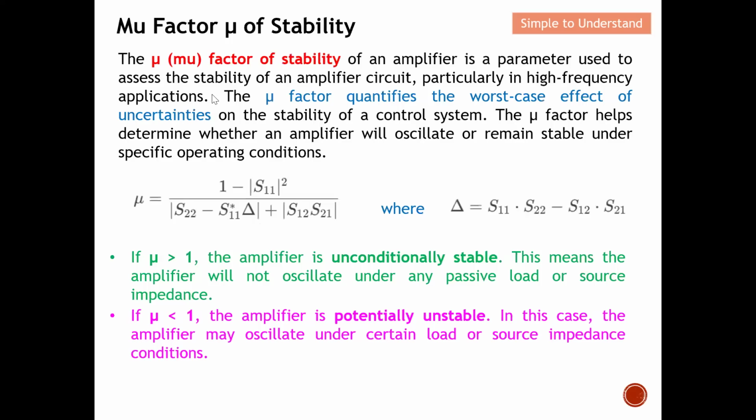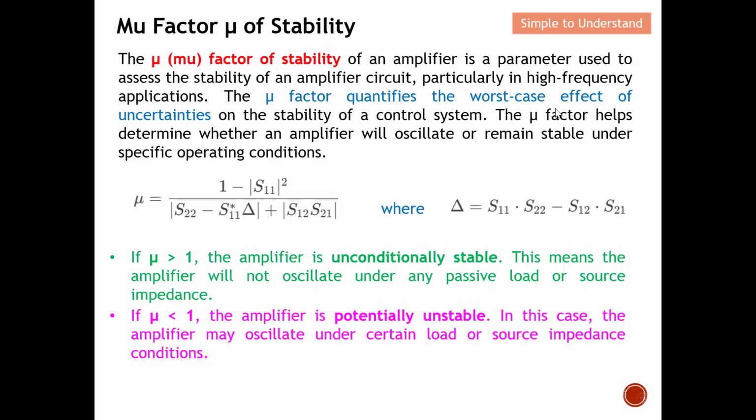Next, another factor that I mentioned earlier on, which is the MU factor. This MU factor of stability of an amplifier is also another parameter that we need to use to assess the stability of an amplifier circuit, especially in high frequency applications. This MU factor quantifies the worst case effect of uncertainty on the stability of a control system. Anything out of this is basically the worst situation. As long as you are over this, then your amplifier design will definitely be unstable.